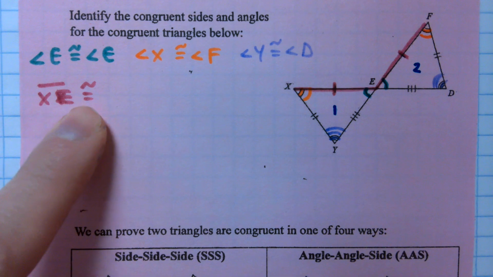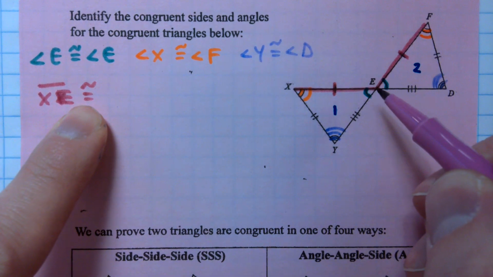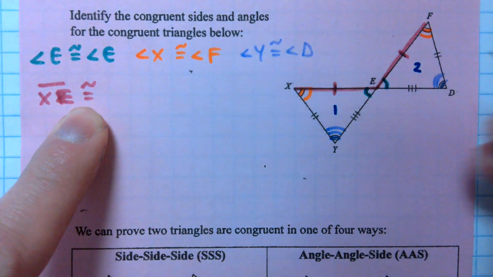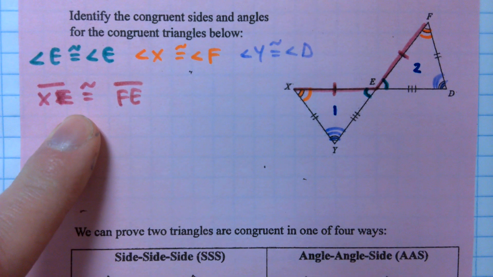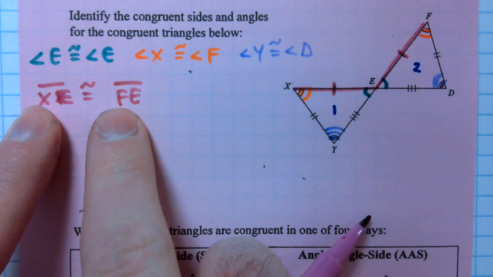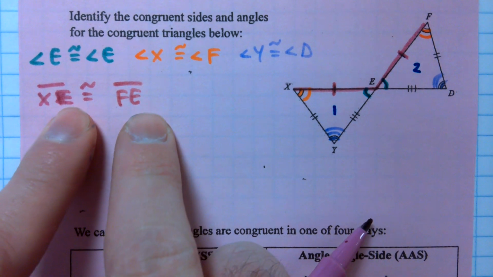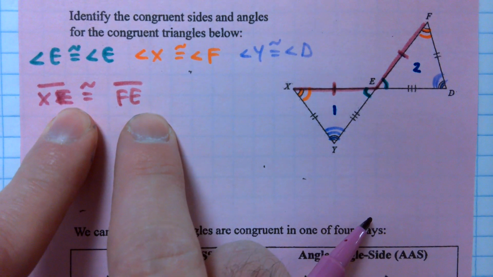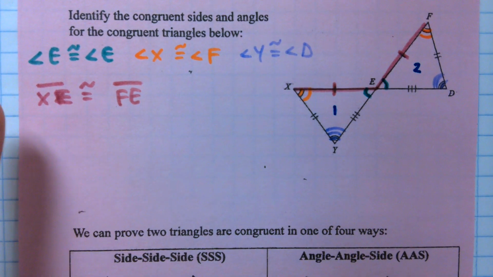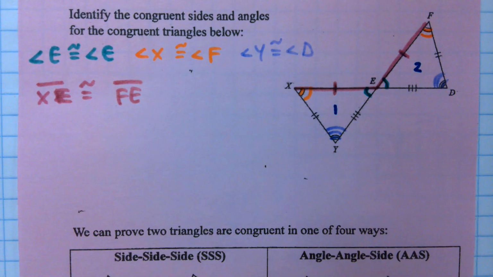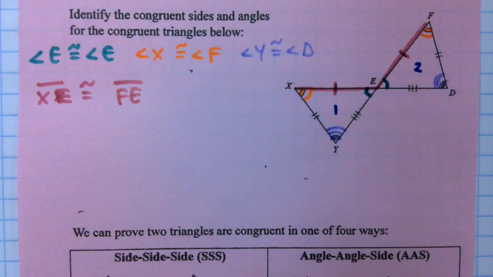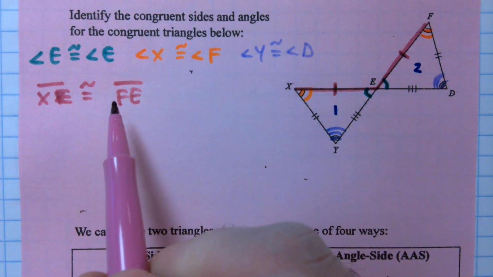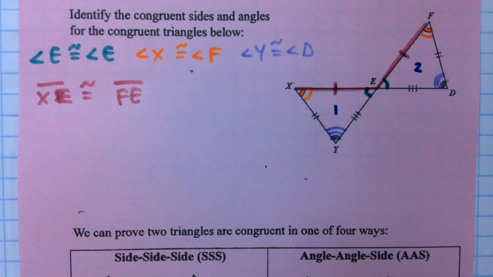So XE is congruent to, I can't say EF, I have to say FE. This tells me that X and F are congruent and E and E are congruent. Does that make sense? Kind of? Yeah. So I can say XE is congruent to FE. I cannot say XE is congruent to EF. If I wanted to use EF, I'd have to use EX. I know that's a lot of letters.